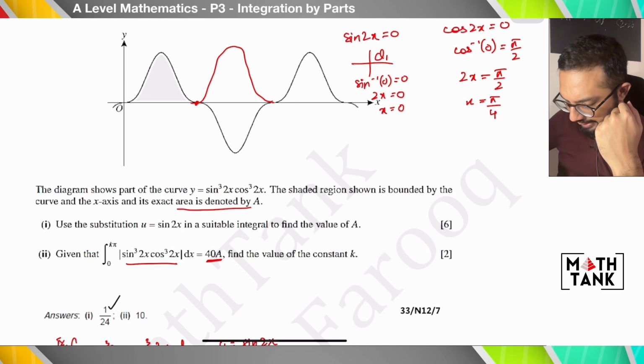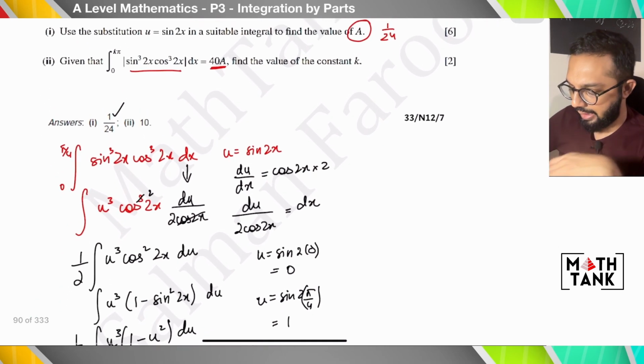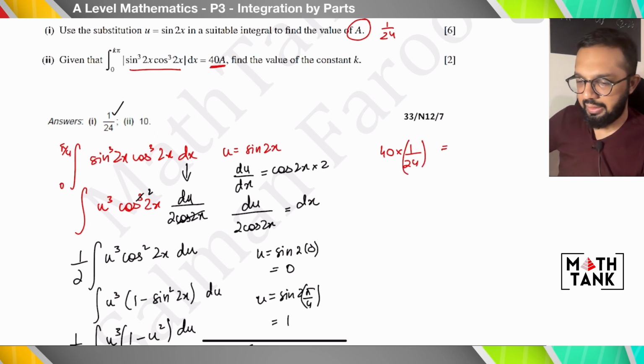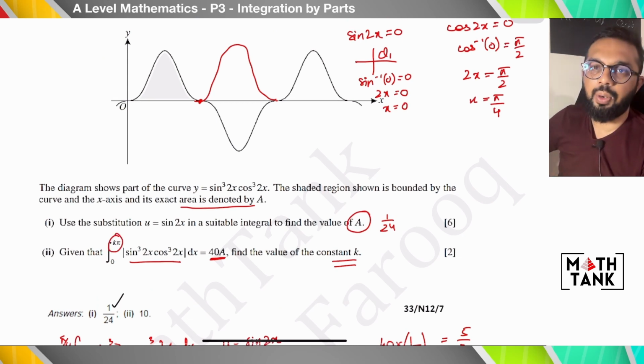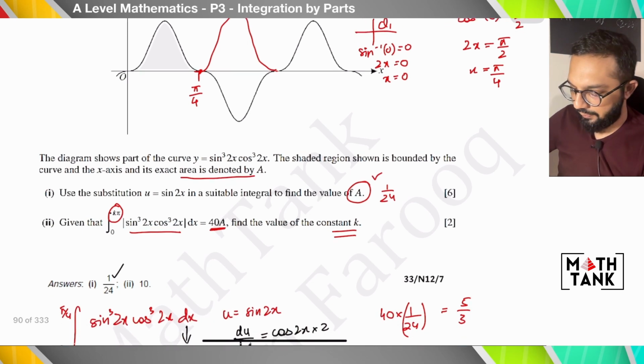40 times A means that I found out the value of A, which was 1 over 24, and I can say that what I want the area to be is 40 times 1 over 24, which means that I want the area to be 40 divided by 24. Okay, so I want the area to be 5 over 3. Okay, find the value of the constant k. So how long will I be required to go in order to reach that point? Remember that this point was pi over 4. So it took me a quarter of pi to reach A. I want to reach 40A.